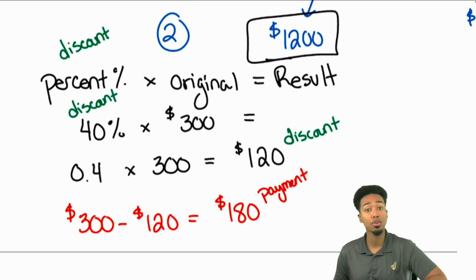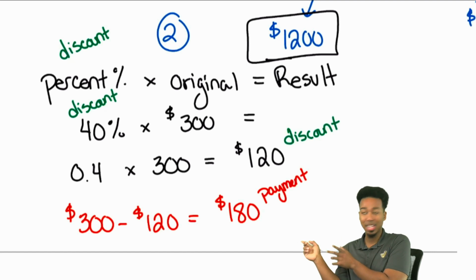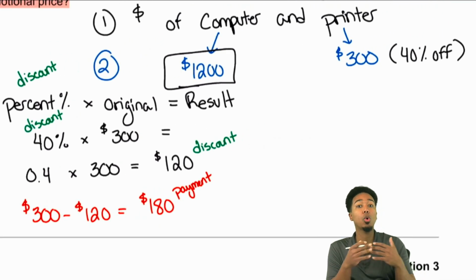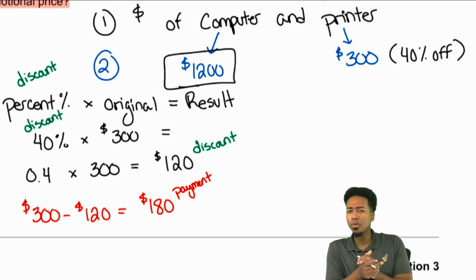That's what you're paying for the printer at the promotional price. And so let me show you how you can still get to this 180 with fewer steps. Again, every percent that you're operating with is always based off of the original 100%. So if we start off with the original 100%, here's what happens, my party people.